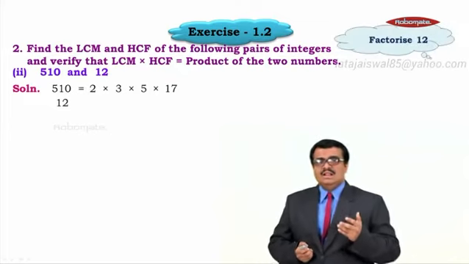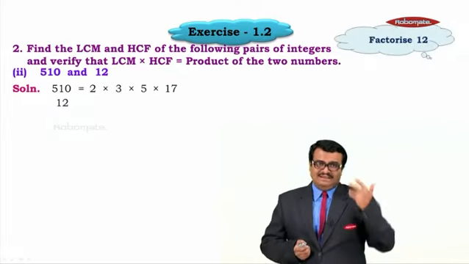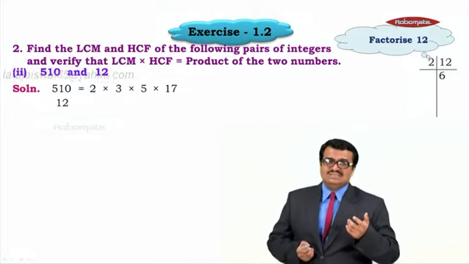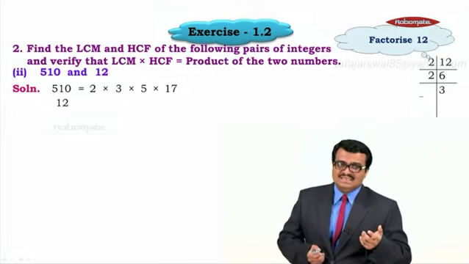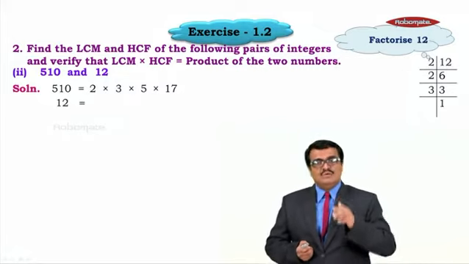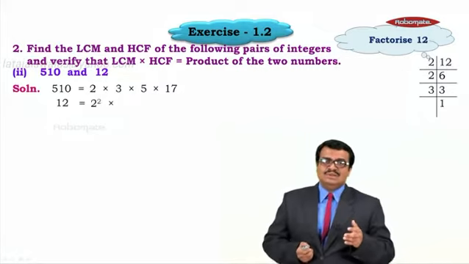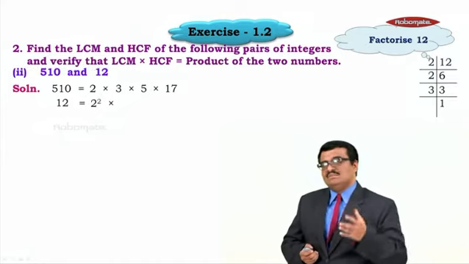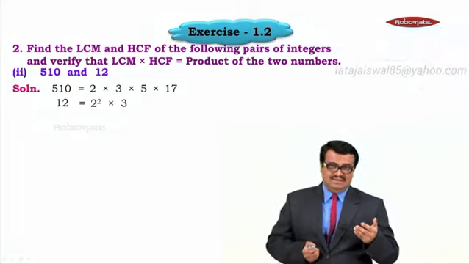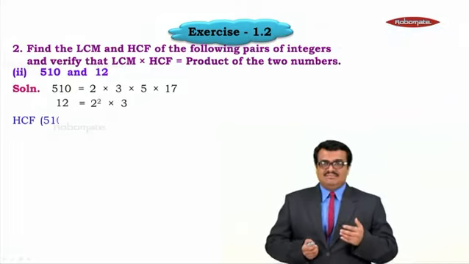Okay, next number is 12. So we'll take this 12 to the working column and factorize 12, or you can do it orally also. So 12, 2 6s are 12, 2 3s are 6, 3 1s are 3. Okay, so we can write 12 as 2 into 2 into 3, or we can write it in powers straight away: 2 into 2 means 2 square, into 3.